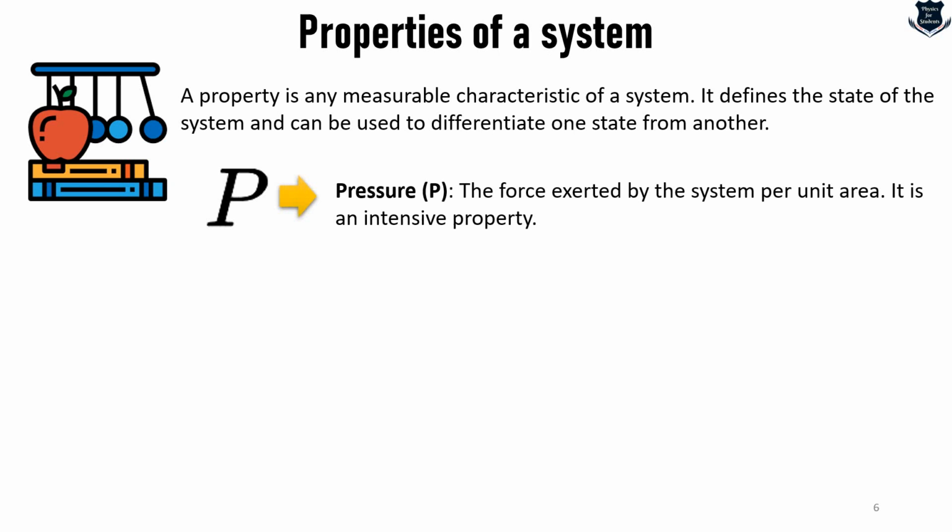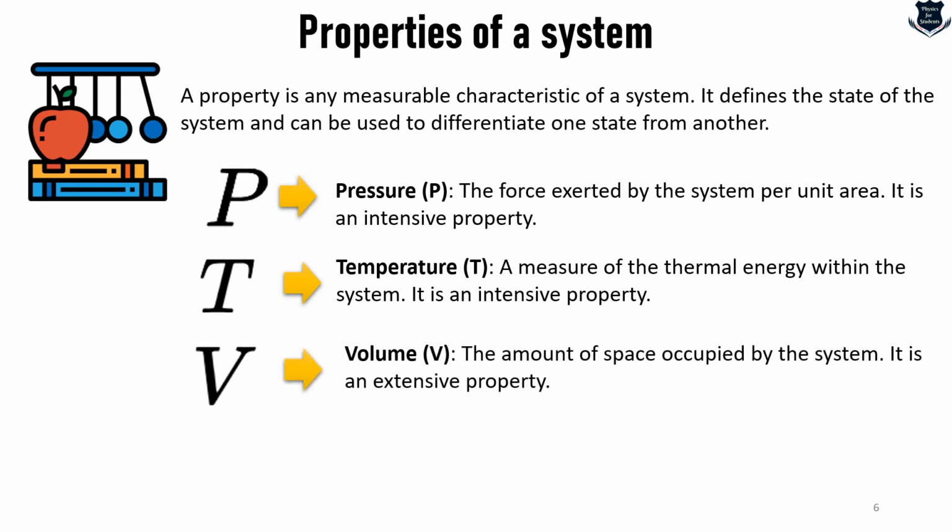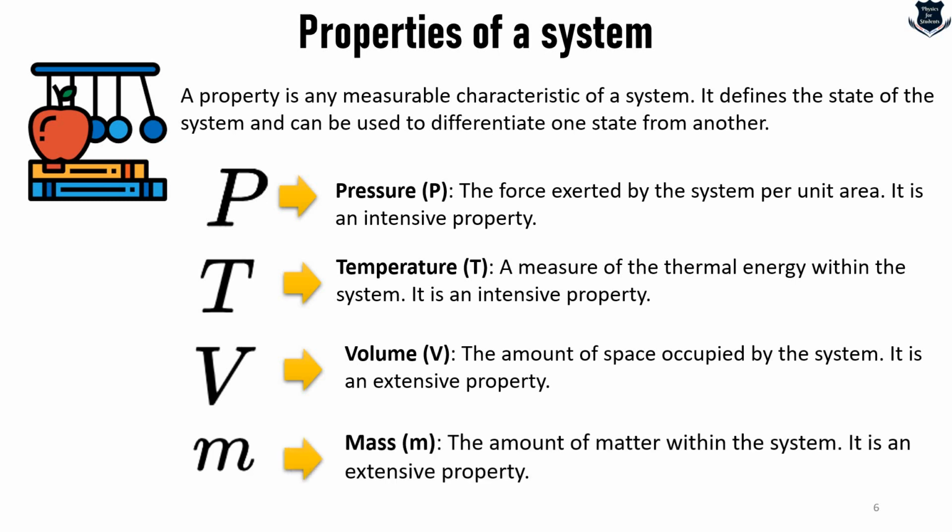So the terms are basically pressure, denoted by capital P, which is the force exerted by the system per unit area. Then we have temperature, which is denoted by capital T, a measure of the thermal energy within the system. We also denote volume by capital V, which is the amount of space occupied by the system, and we also denote small m, that is the amount of matter within the system. It is basically an extensive property. What we mean by extensive and intensive property, we will come to later. So these are the properties by which we define a thermodynamical system.